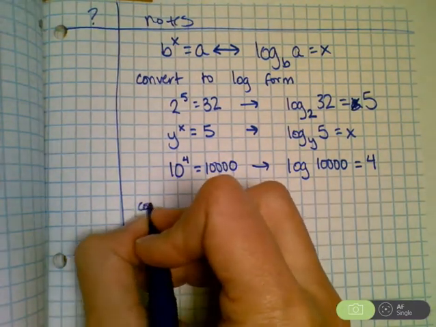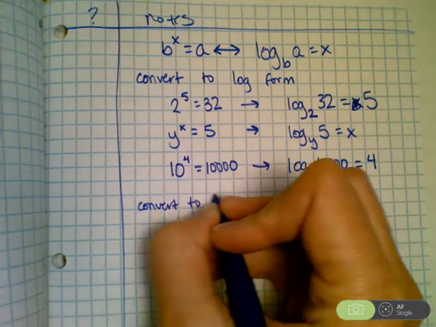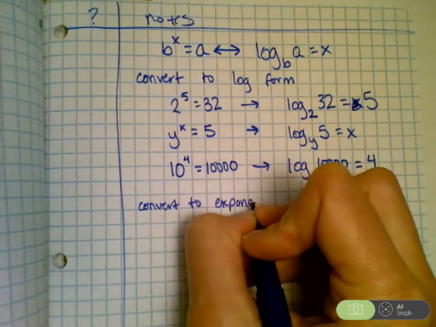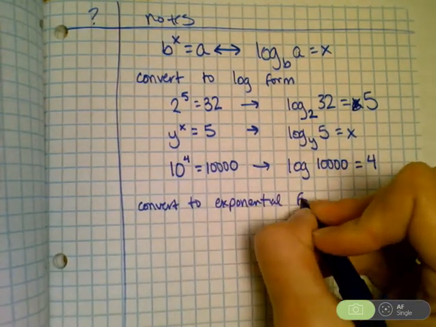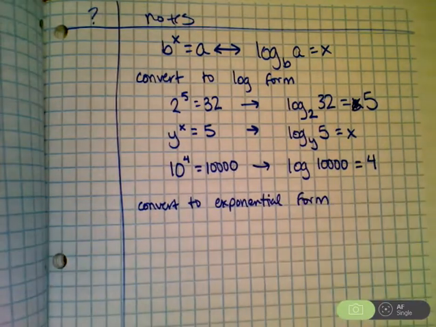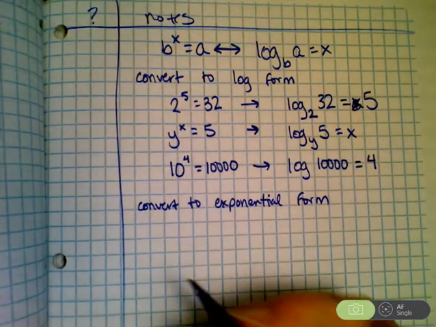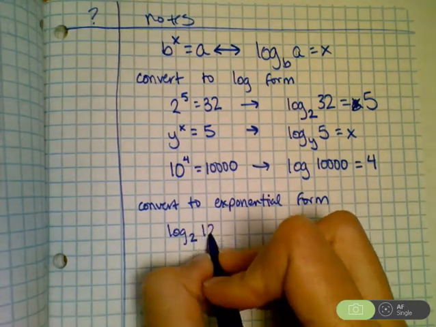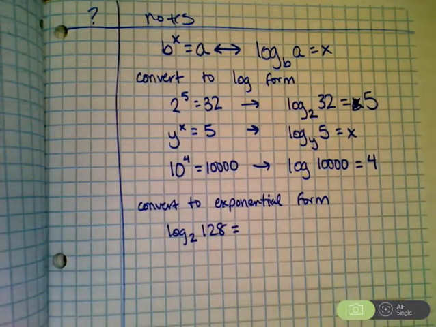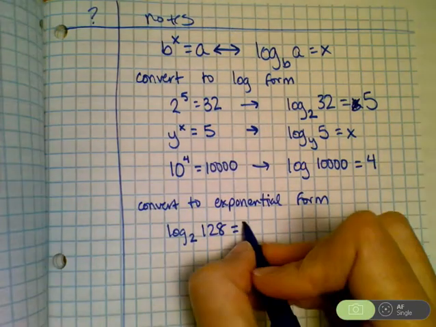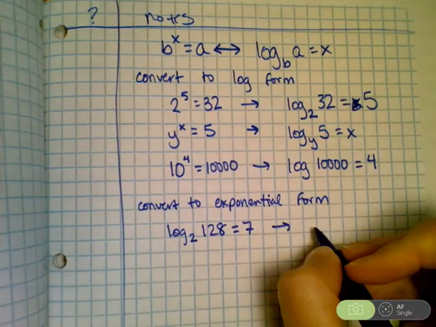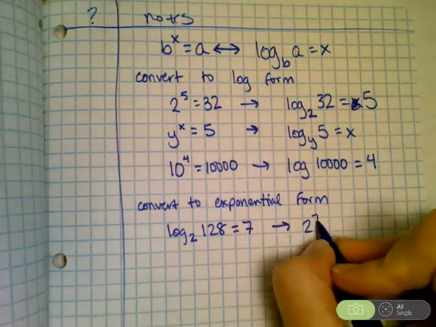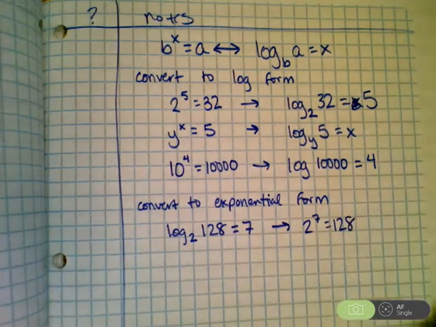If we were going the other way, and this is when it's going to be most useful, because this is how we can use it to solve equations, is we can convert to exponential form. So if we had log base 2 of 128 equals 7, we can rewrite that as 2 to the power of 7 equals 128.